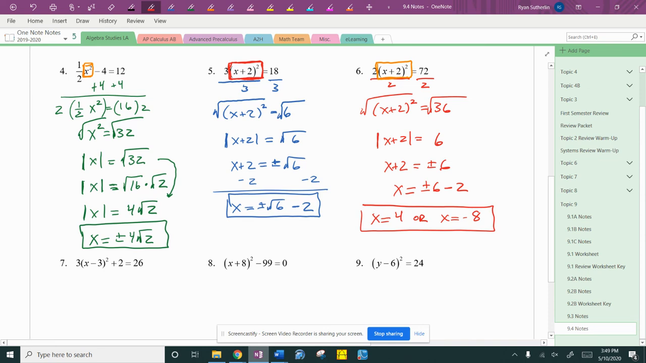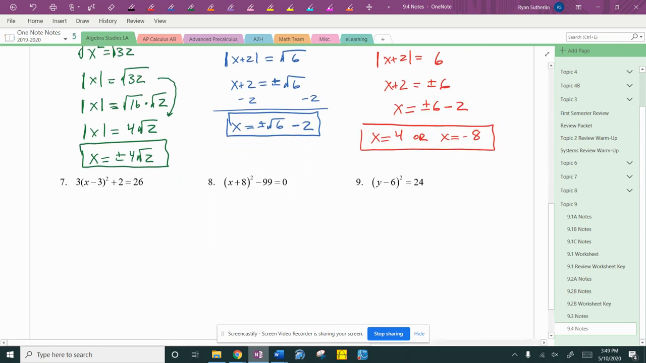All right, now that you've seen those, why don't you try the last row, 7, 8, and 9. Pause the video, work through those three. When you're done, unpause the video, and I will go through them and see how you did. All right, let's take a look here.